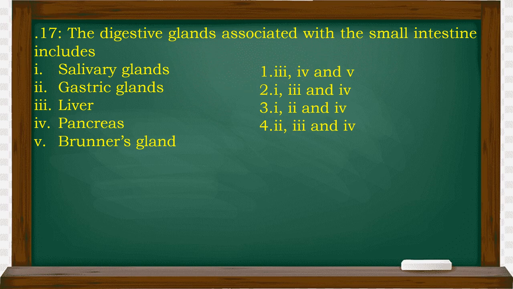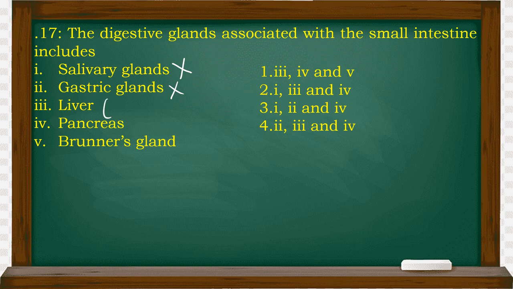First one, salivary gland. Salivary gland produces saliva that is helpful in the process of digestion alone, never helpful in the process of absorption. The second option is gastric gland, which again produces gastric juice, pepsin, trypsin, HCl. Even they are helpful in breaking the complex components into smaller components, but they are never helpful in the process of absorption in the small intestine. So option number 2 cannot be the right answer.